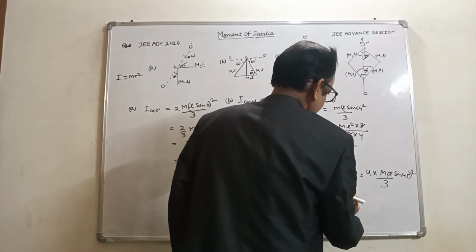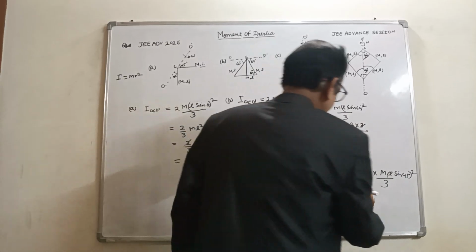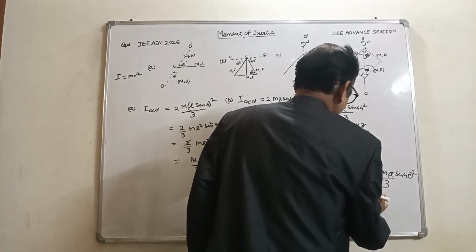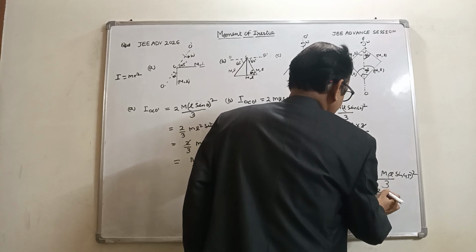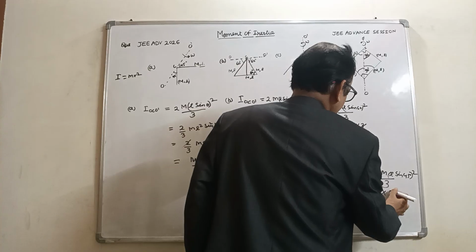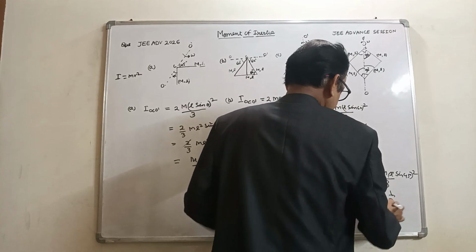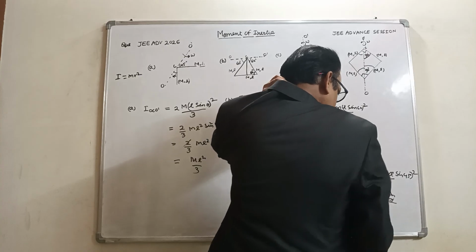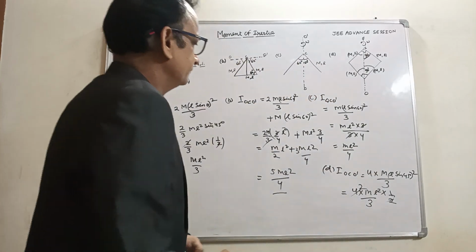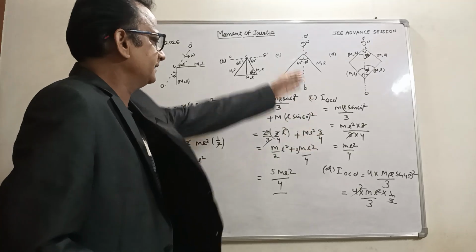So this becomes root 3 by 2, 3, 4 into m L square, this becomes 1 by root 2. So this becomes 2, this becomes 3, so this becomes 2 by 3 m L square by 3. So 4 rods is here.